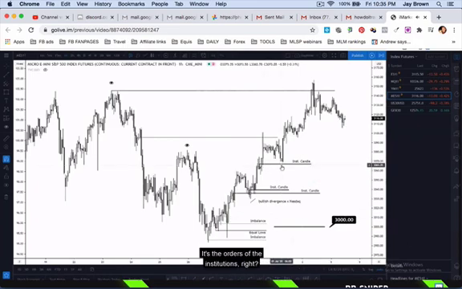It's the orders of the institutions, right? Dumb money is not going in here and setting the lows. Dumb money does not set lows or highs. Dumb money doesn't do anything. Dumb money is dumb money. They're just in there screwing it up, to keep it professional and to keep it polite. Okay. Yeah. So there you have it.